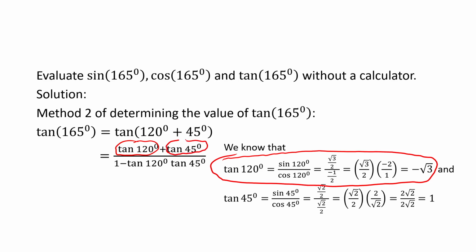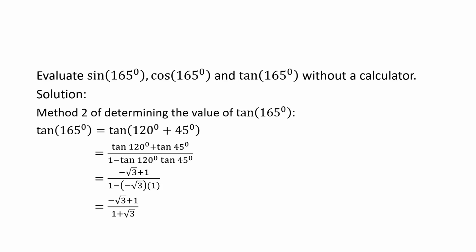And we know what the tan of 45 degrees is because we know what the sine of 45 degrees and cos of 45 degrees is. That tells us that the tan of 45 degrees is 1. So using these values for tan of 120 and tan of 45, we plug those in, and we end up with negative root 3 plus 1 over 1 plus root 3. But as mentioned earlier, what we have here is an irrational denominator.